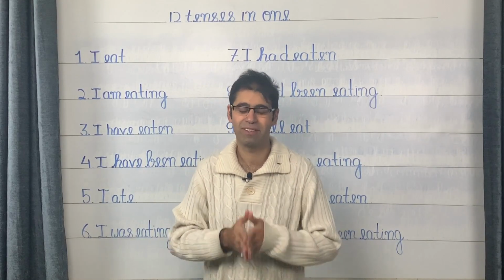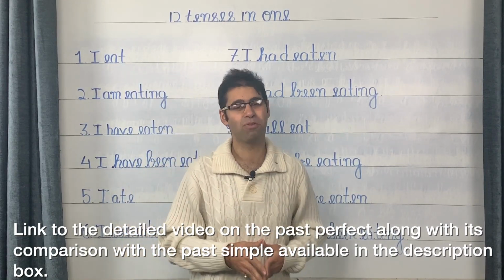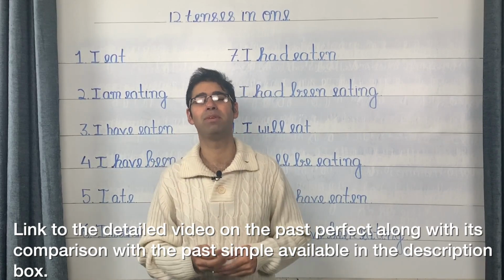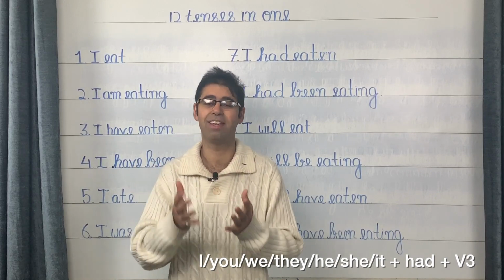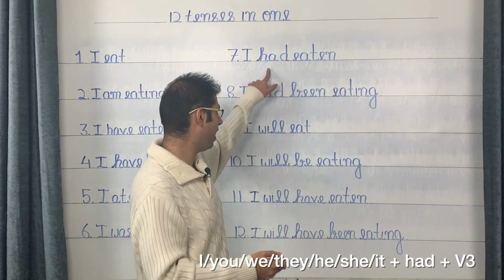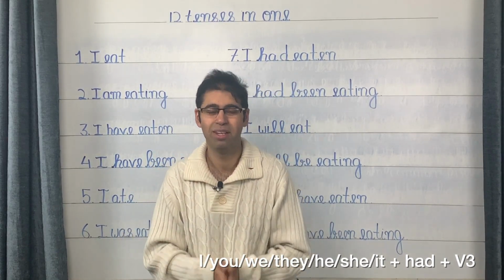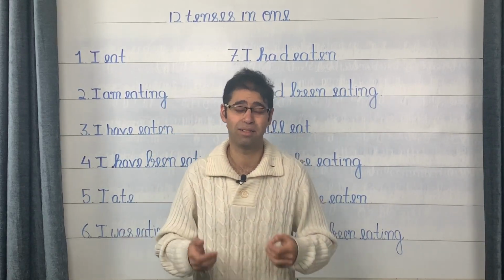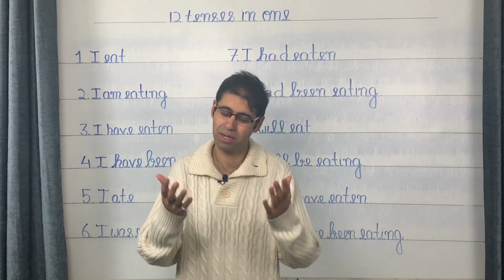Coming to the past perfect, this time our sentence reads, I had eaten. That brings me to the form, which is rather simple. In case of the past perfect, whatever be your subject, be it any out of I, you, we, they, he, she, or it, it's going to be followed by the auxiliary verb had, and that's going to be followed by the main verb in the past participle or the third form, giving you I had eaten, you had eaten, we had eaten, all the way up to it had eaten. So that's quite simply about the form.